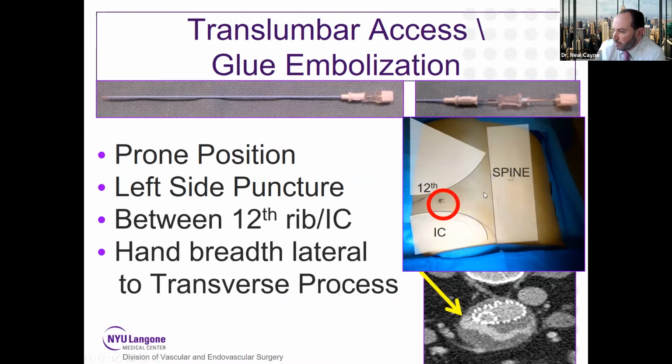If you focus at the image on the right, you can see the spine, the 12th rib, the iliac crest, and the puncture site is usually in that red circle. That's a handbreadth lateral to the spine between all of these structures. That will usually give you a window down toward the endoleak nidus.